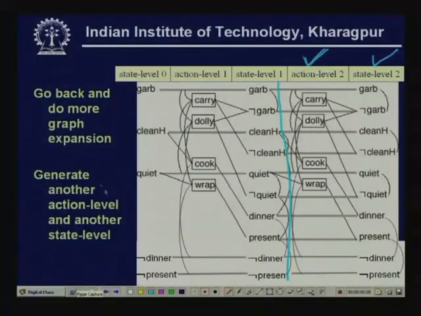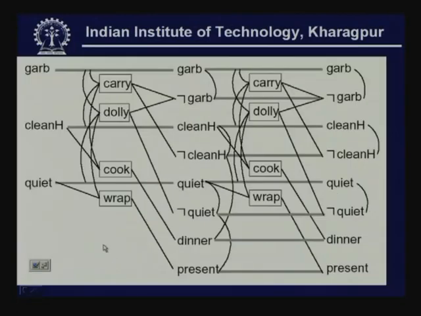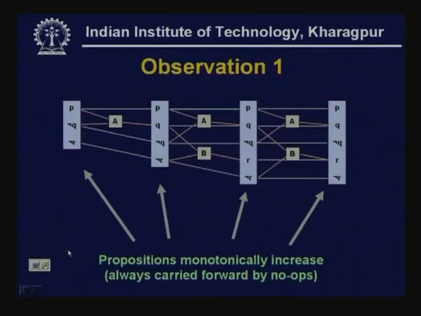Now, so this is the planning graph expanded up to state level 2. Here we see that the carry, dolly, cook and wrap actions are there, and we have found all the mutex relations between the 4 actions. We have found the mutex relation between the propositions. Now, before we proceed further, let us look at certain observations.